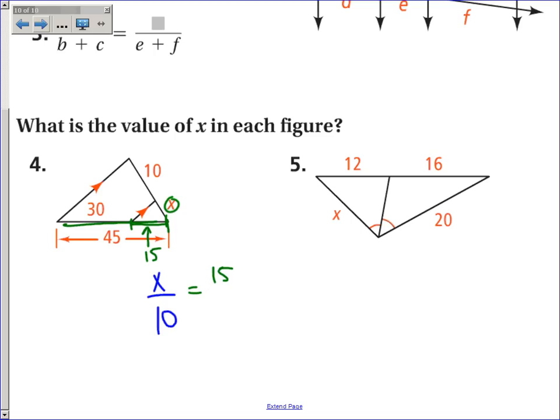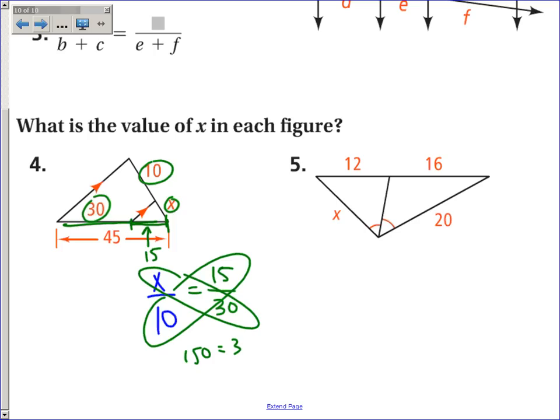So it's equal to 15 over, let's see here, 30 corresponds with 10. So 15 over 30. And I'll solve this by cross multiplying. 10 times 15 is 150. x times 30 is 30x. Divide both sides by 30. And x is equal to 5. Okay, that's kind of a good question.